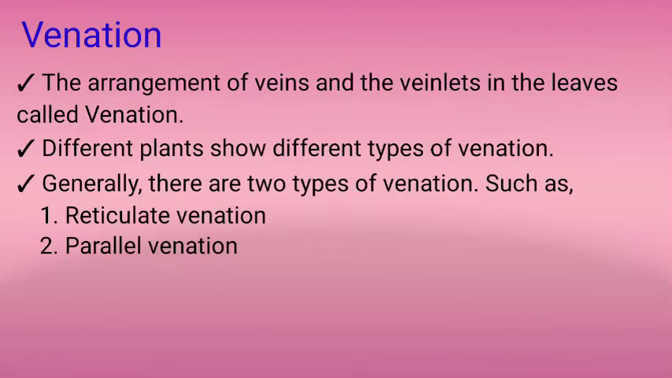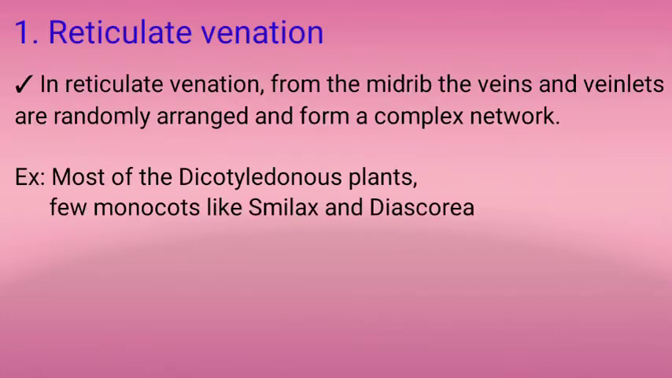Venation. The arrangement of veins and veinlets in the leaves is called venation. Different plants show different types of venations. Generally, there are two types of venation such as reticulate venation and parallel venation.